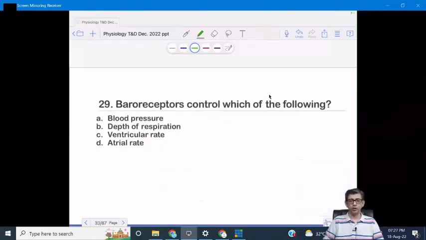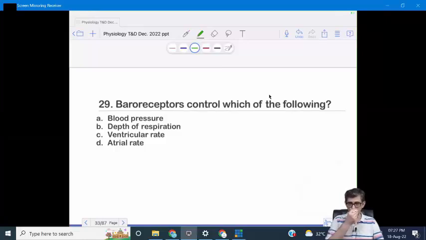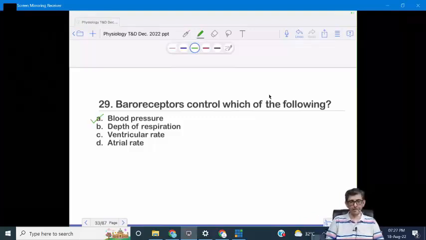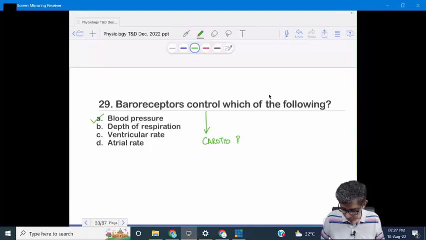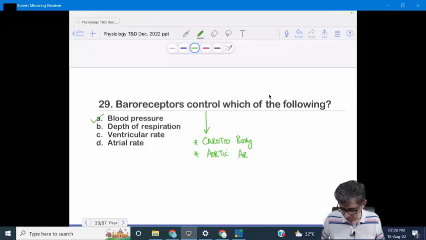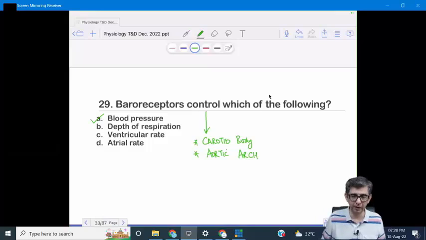Coming to 29, baroreceptors will be controlling which are the following. I think easy question है. We have chemoreceptors and we have baroreceptors. Baroreceptors are mainly for regulation of blood pressure. We would be having baroreceptors in the carotid body, and we would be having baroreceptors in the aortic arch. दो जगह पे present होते हैं. Carotid body and aortic arch is where they are located, and they help in regulation of blood pressure. 29 is A.